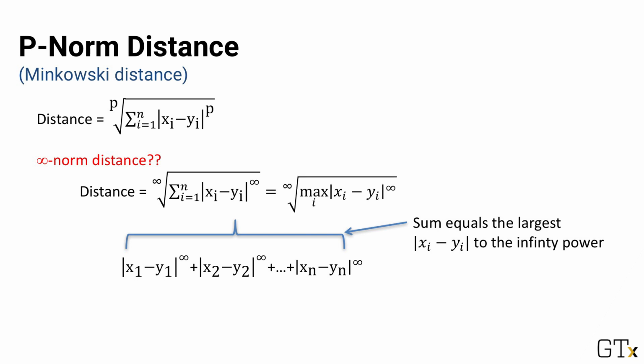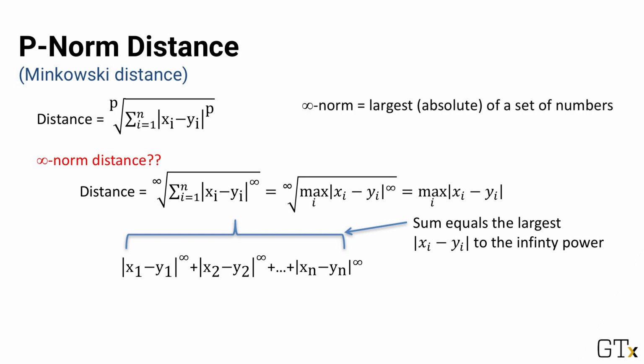Now let's simplify. We have the infinitieth root of the infinitieth power of the largest difference. The root and the power are the same, so they cancel, and we're left with just the largest difference. And that's all the infinity norm is, the largest of a set of numbers in absolute value.